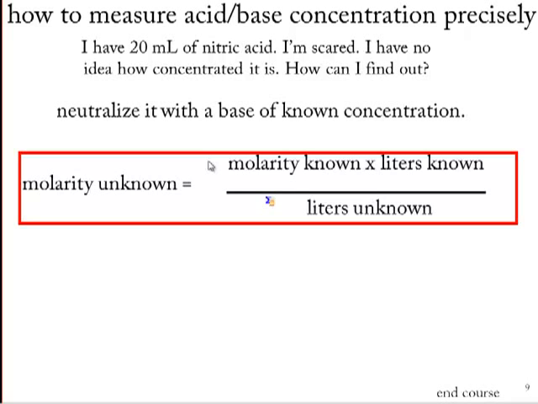That relates to this formula. If you rearrange the C1V1 equals C2V2 and recognize that for concentration we're talking about molarity, it always ends up being this. So this is the formula I gave you. The molarity of the unknown is equal to the molarity of the known times the liters of the known divided by the liters of the unknown substance.